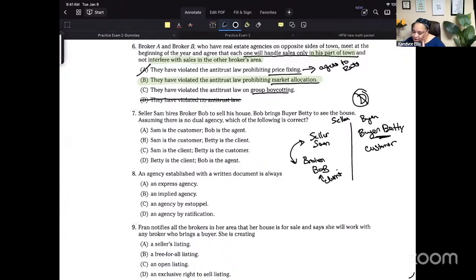All right, now that we figured that out, let's see which answer meets this. Sam is the customer and Bob is the agent? No, because Sam is the client. Sam is the customer? Nope. Sam is the client and Betty is the customer? Yes, exactly what we wrote. But let's check D. Betty is the client? Nope. Bob is the agent, but if it's not dual agency, Betty can't be the client. So making our answer C.